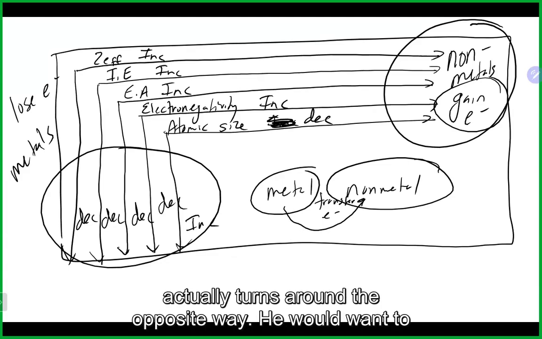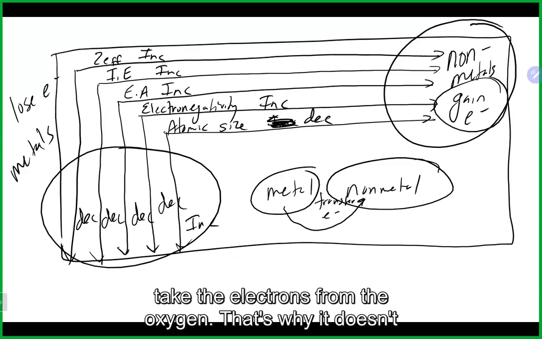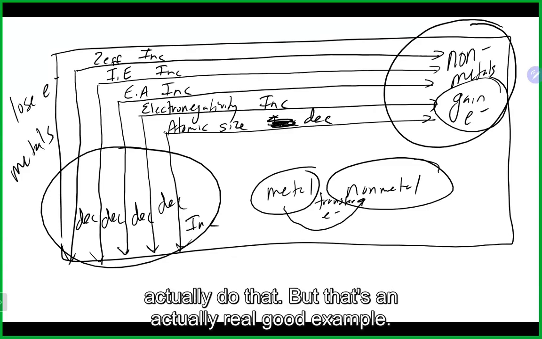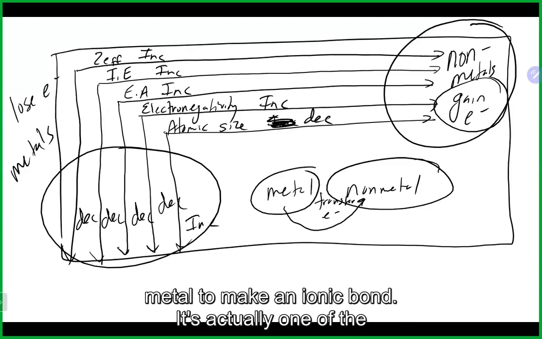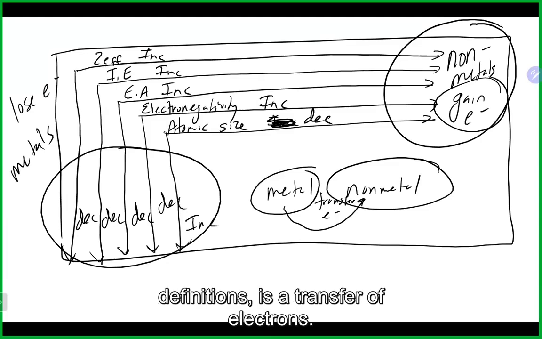It actually turns around the opposite way. He would want to take the electrons from the oxygen. That's why it doesn't actually do that. But that's actually a real good example. Redox is what you have occurring with a metal and non-metal to make an ionic bond. It's actually one of the definitions, a transfer of electrons.